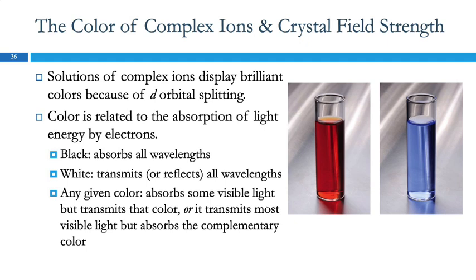So the reason that complex ions have such beautiful colors is because of that d orbital splitting. Color is related to the absorption of light energy by electrons. So things that appear black, like the bench top is black, that is absorbing all wavelengths of light. Something that appears white, like my mouse here or my Apple Pencil, is transmitting or reflecting all wavelengths of light. When we see something that's a different color, it's absorbing some light.